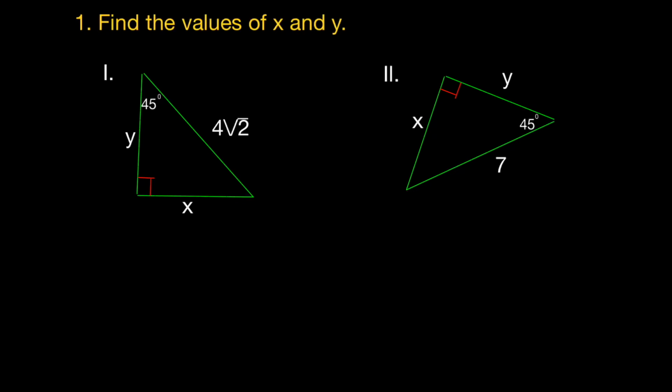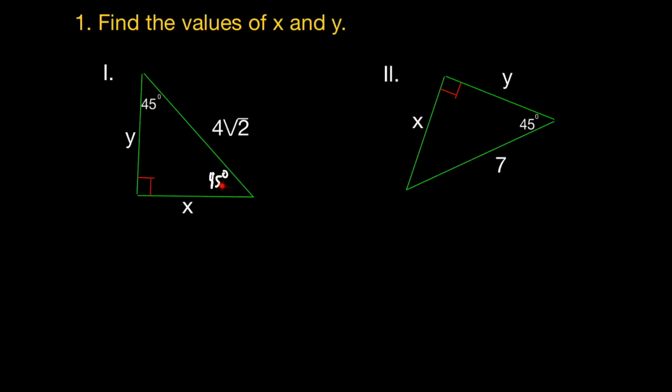For this example, we have to find the values of x and y. So let's look at the first part. Here we have a 45-degree angle and we have a 90-degree angle. That means that the third angle is going to be forced to be 45 since the interior angles of a triangle add up to 180 degrees.